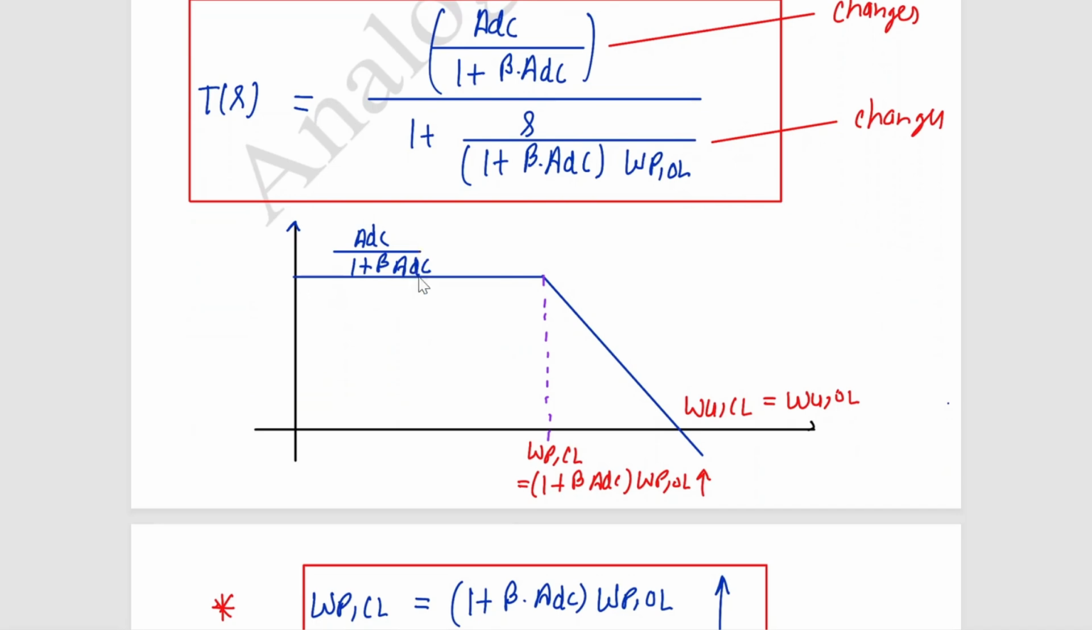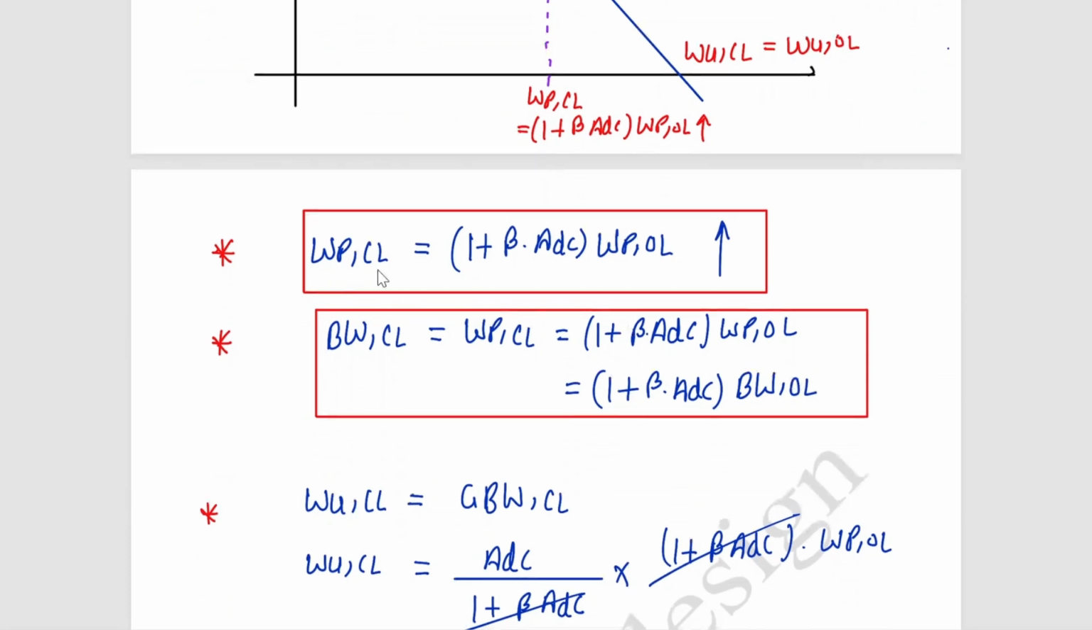So the DC gain is reduced by 1 plus beta ADC, and the closed loop pole is increased by 1 plus beta ADC. And here the unity gain frequency is the same as the open loop system. So the unity gain frequency of the closed loop system and the unity gain frequency of the open loop system are the same. We will verify this. The closed loop pole location is increased by this amount. Bandwidth and pole location are the same thing, so bandwidth will also increase.